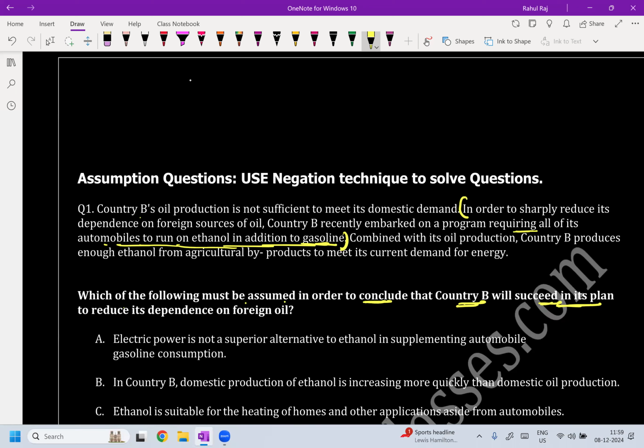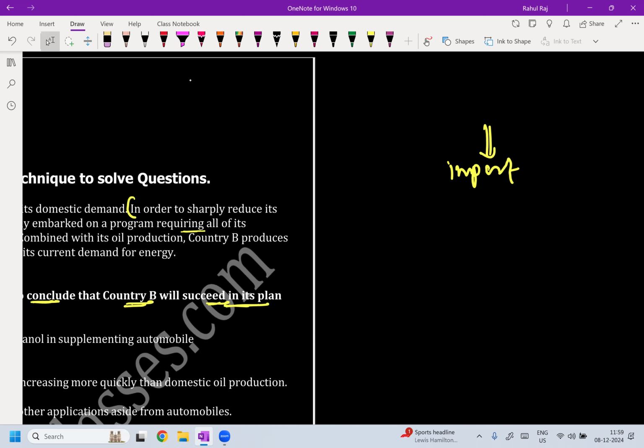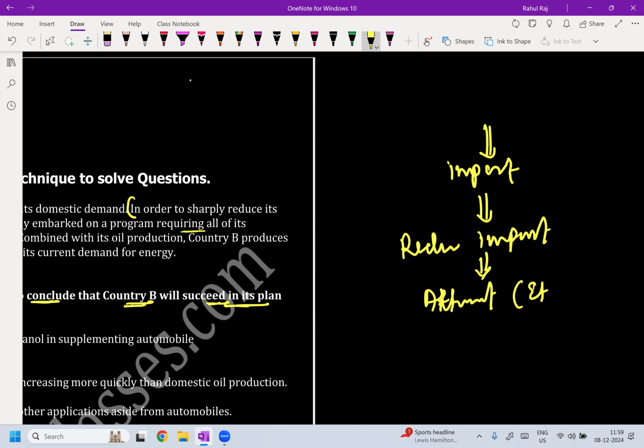So the first line they say is that they don't have sufficient domestic production. Country B's oil production is not sufficient to meet its domestic demand. That's the reason they had to import the oil. Now what they are trying to say in the second line is that they want to reduce the import. And how do they want to reduce the import? They have given a very subtle way, that is some alternate source of fuel, that is ethanol, that's found in their country.